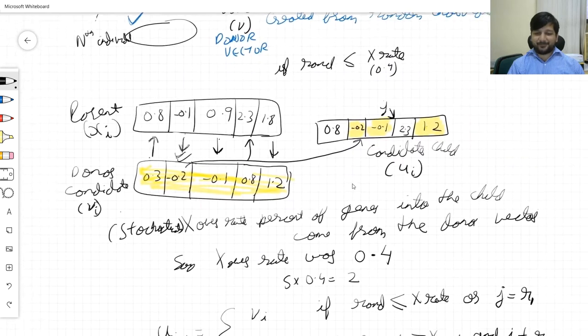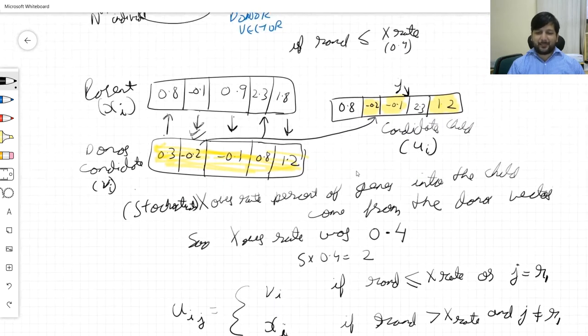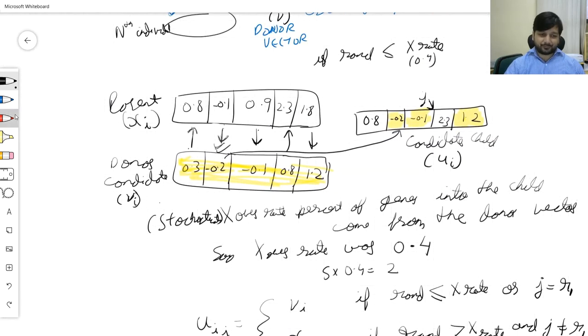So this type of crossover is what is called a binomial recombination. In this one we directly transfer one gene, and for the others, with crossover rate probability it comes from the donor vector and the other times it comes from the parent vector.